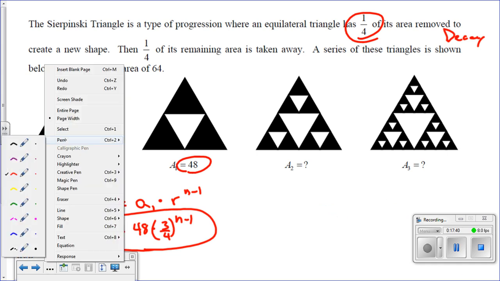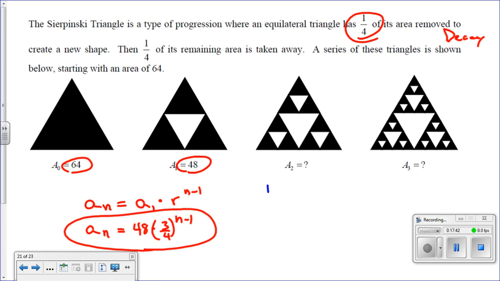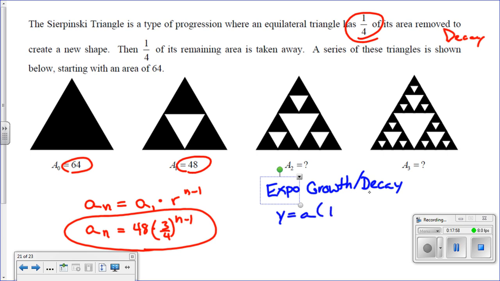let me get a different color here. There was a formula that we learned. So that would be y is equal to a times 1. Now this is going to be decay here, so it's going to be minus r to the x power. So this is kind of interesting here because this one is different than your sequence. A little bit different. Your a is going to be your initial value. This is your y-intercept. Here's your y-intercept right here.